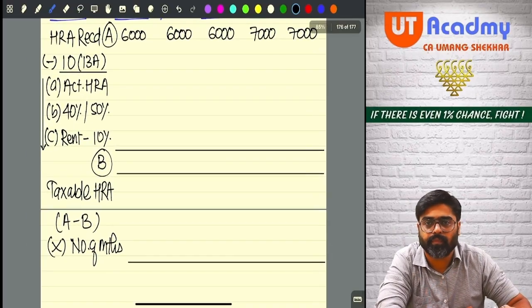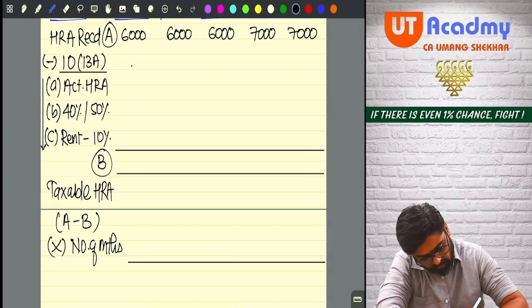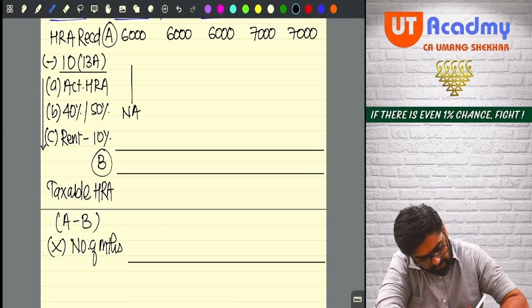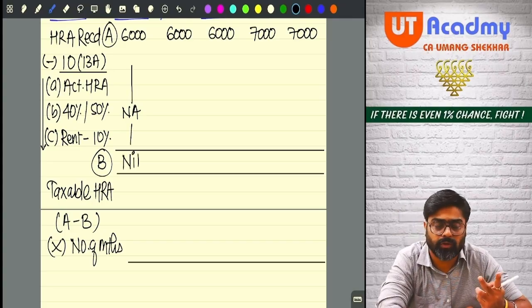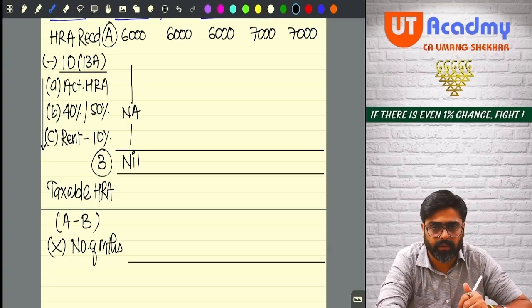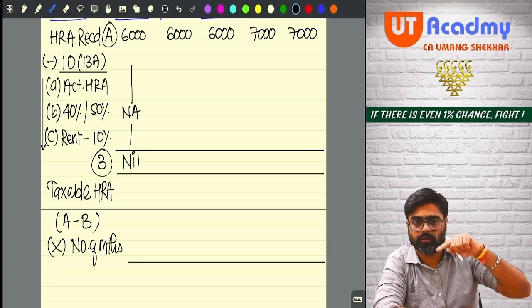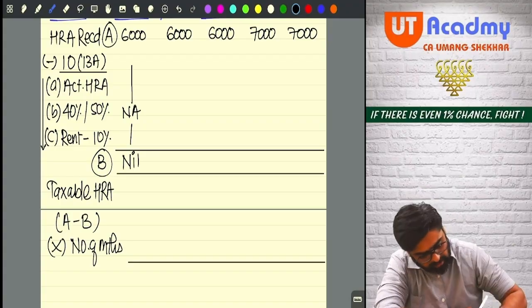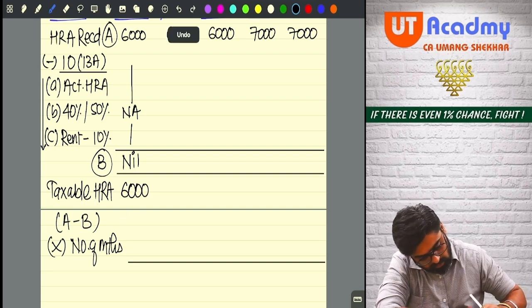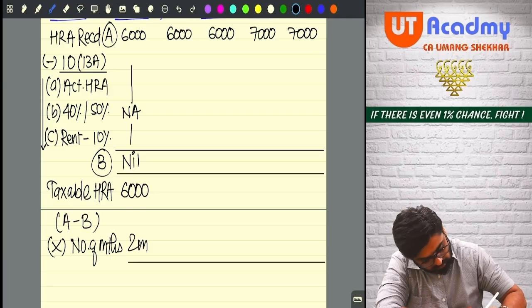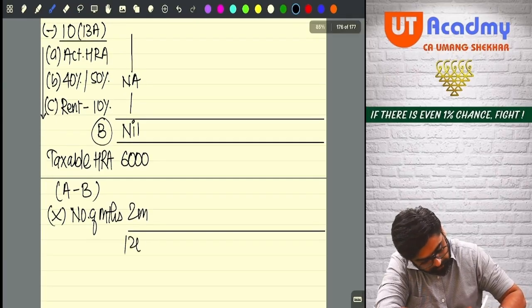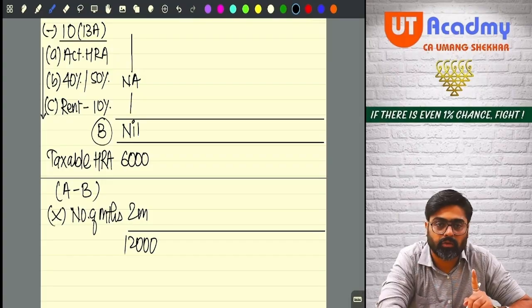Ready everyone? First 2 months, this is not applicable. HRA exemption will be nil. Why? Because for the first 2 months, there is no rent paid. So for 6,000, there is no exemption. How much HRA taxable? Full HRA taxable for first 2 months. 6,000 into 2 will give me 12,000. So 12,000 taxable HRA for the first 2 months of my previous year.